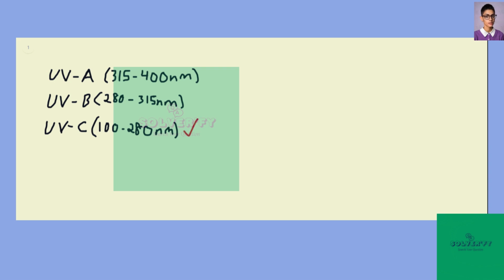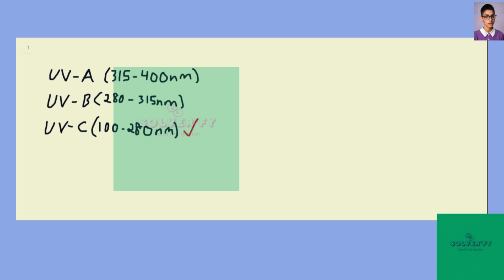That's going to be UVC, as the ones that have the highest energy are going to have the shortest wavelength. Short wavelength means higher energy.